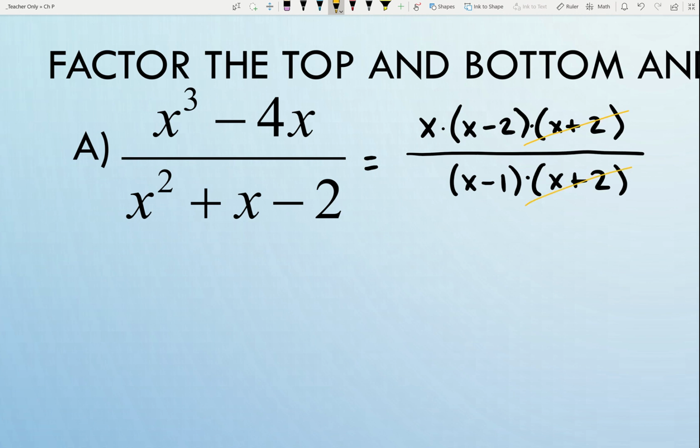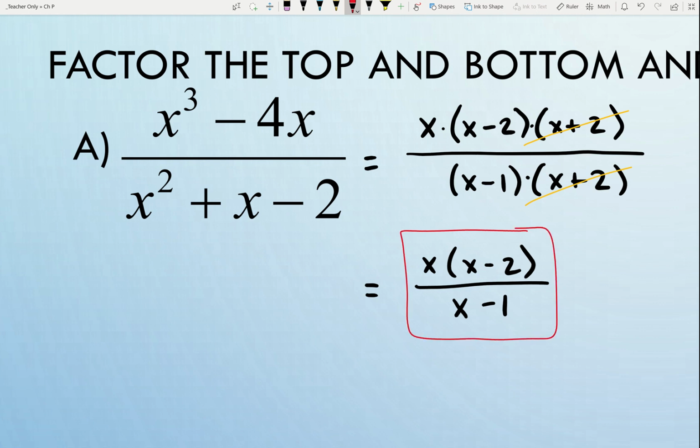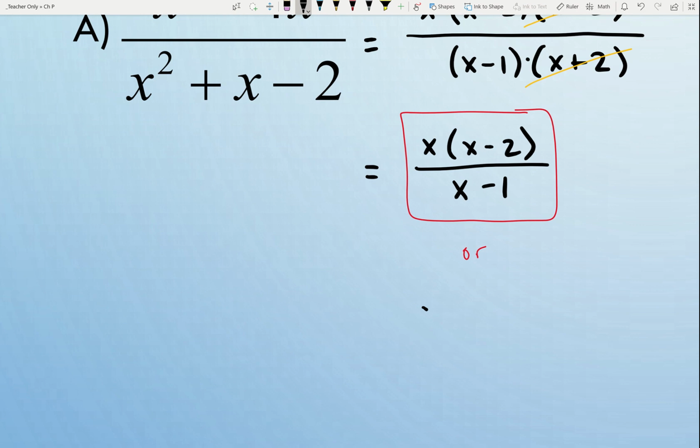And here we see that we have a copy of x plus 2 in the numerator and denominator, and so we can go ahead and write x times x minus 2, and then that is all over x minus 1. Okay, and so as far as simplifying, that would be acceptable right there. I can go ahead and box that. You could distribute that x back in, so I'll say or here. That would be another acceptable way to leave your answer, x squared minus 2x all over x minus 1.